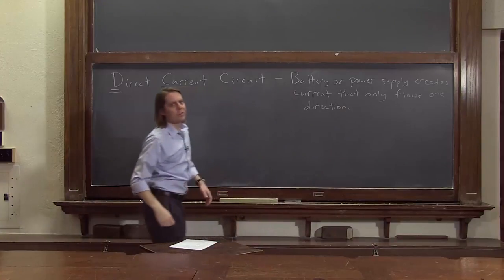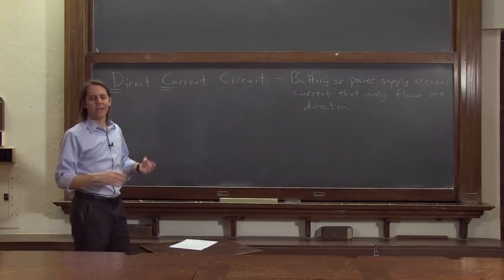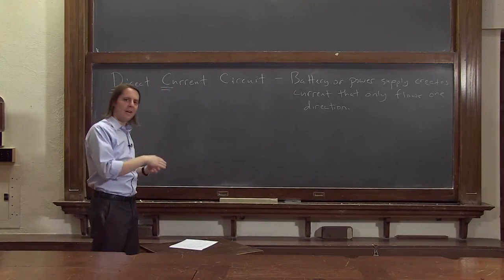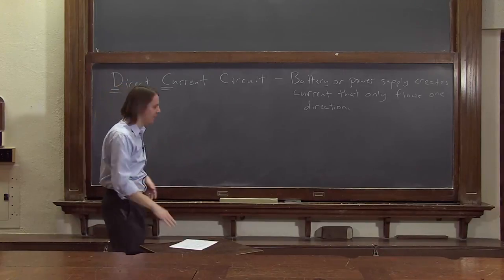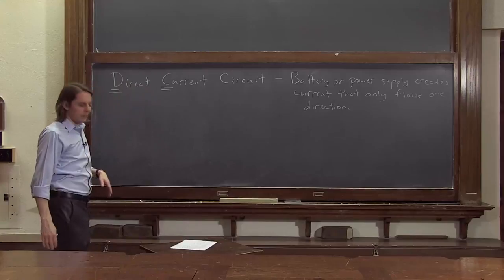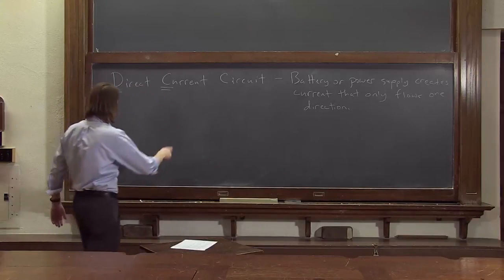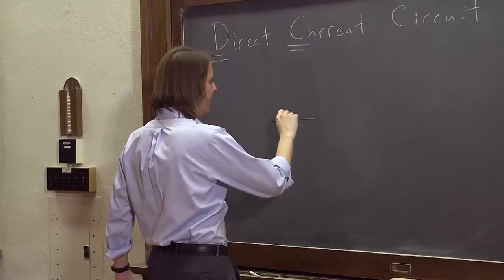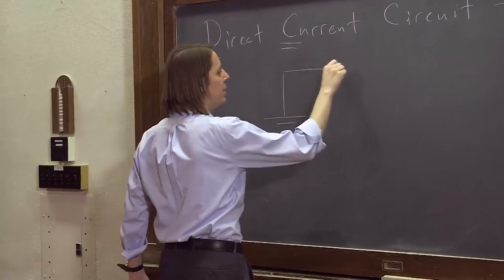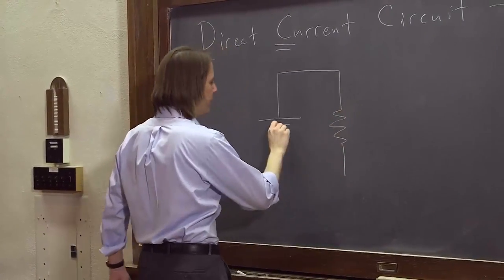So it's not necessarily that the current is constant. It can actually go from 0 up to some value and it can decay back down to 0. But it always goes the same way, never goes back. That's how we distinguish DC from AC. So let's draw our simple circuit again and see what else we can begin to think about. So here is our battery and here is our resistor.